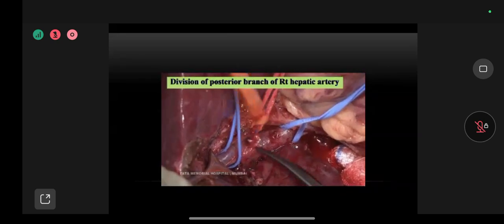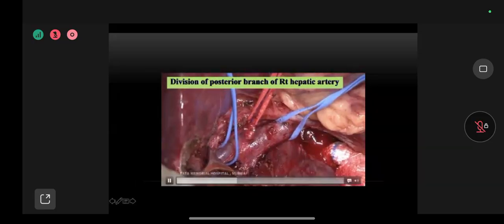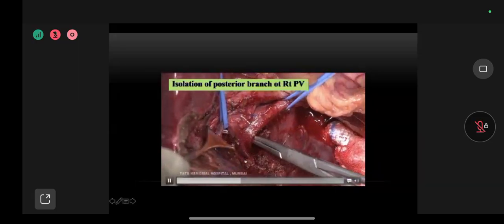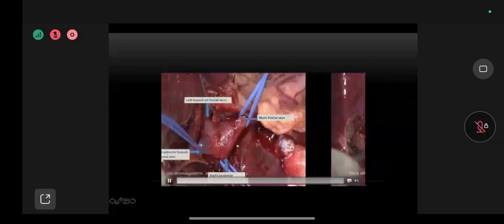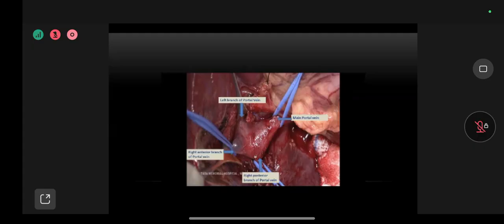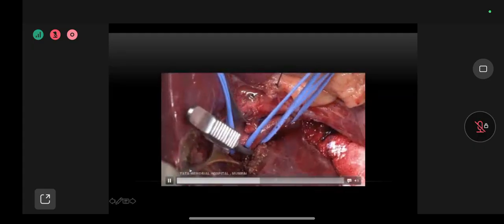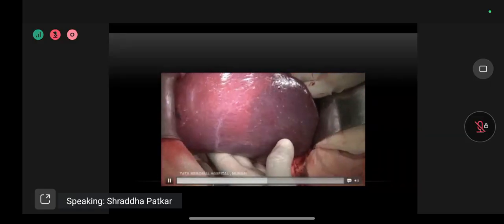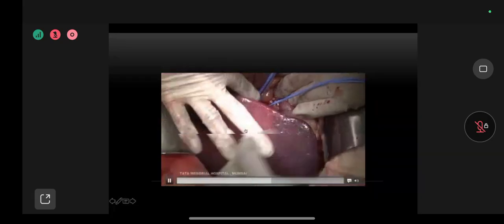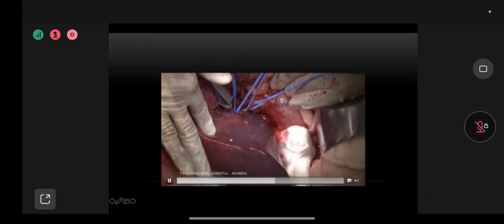So the right posterior hepatic artery branch is ligated. As I said, in this case, with favorable anatomy, we could ligate the posterior branch as well. And once you do this, unless there is some aberrant supply, you will get a good demarcation. You can see here, this helps you to mark the transection plane as well. This is very clearly seen.